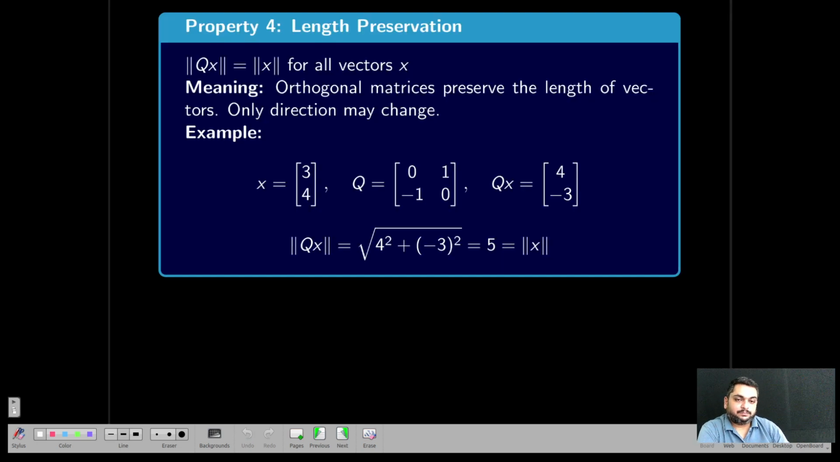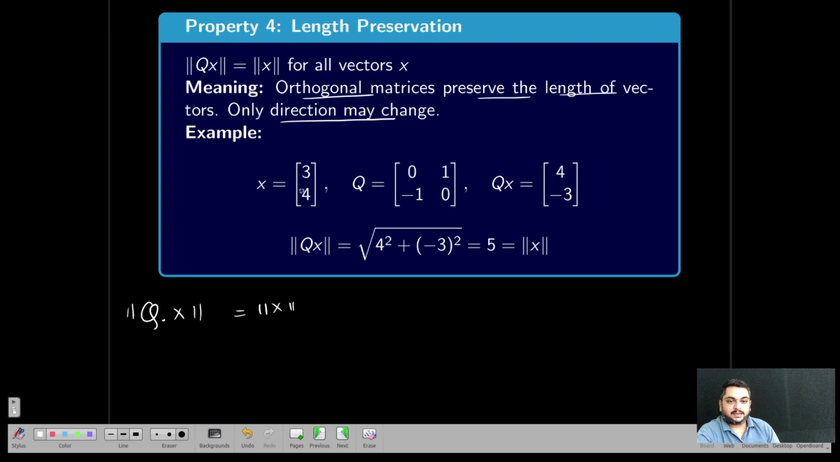Length preservation. So if I take an orthogonal matrix Q and multiply it by some vector X, okay, so check the length of this. This will be equal to the length of X. So how will it help? Orthogonal matrices preserve the length of vectors. Only direction may change. That is the meaning. So when the determinant becomes -1, it implies there is a change in direction. There is a reflection. That is the meaning.